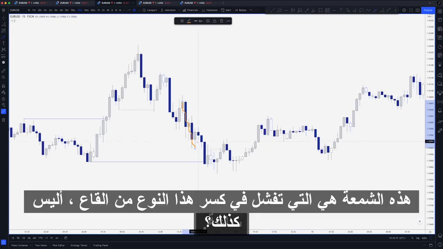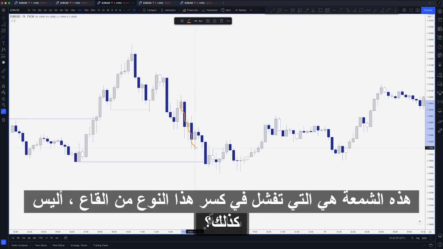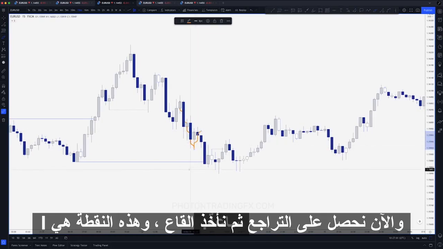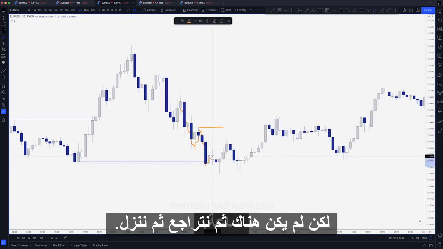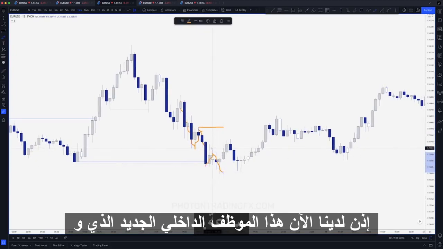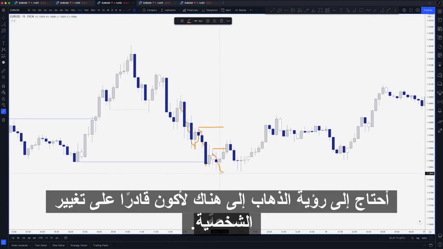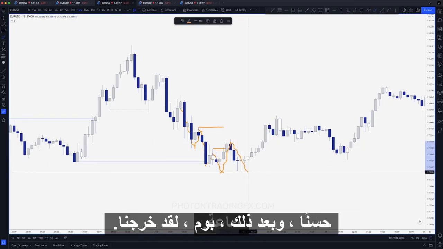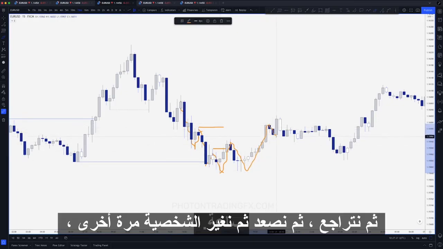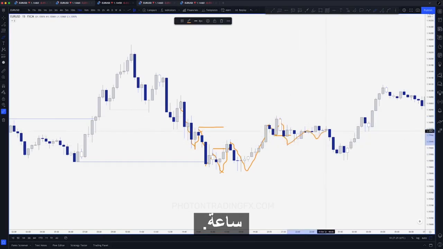This candle is the one that fails to break this candle's low, right? So now we get the pullback. And then we take the low. At that point, I would need to see this high go for there to be a change of character, but there isn't. Then we pull back, then we come down. So now we have that new internal high that it would need to see go for there to be a bullish change of character. Then we take it. Now we have a bullish change of character, and now we come in, okay? And then boom, we're off. Then we pull back, then we come up, and then we change character again, right? We have that bearish change of character. We come down, right? And then so on.